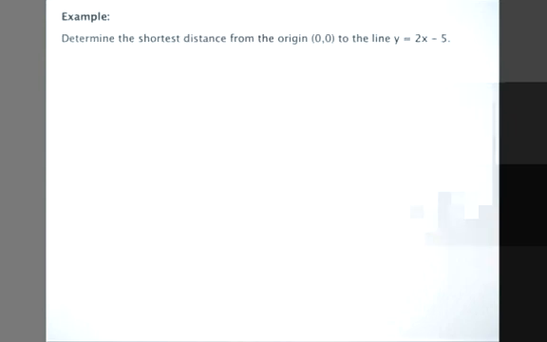So now in this example, you're asked to determine the shortest distance from the origin, (0, 0), to the line y equals 2x minus 5.